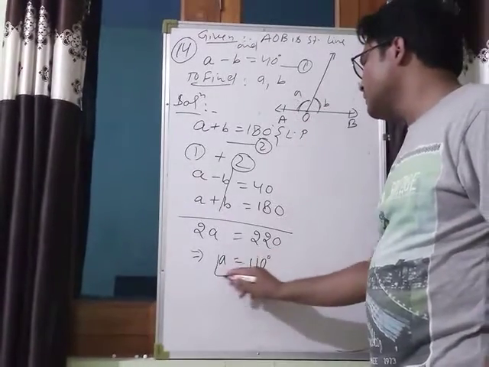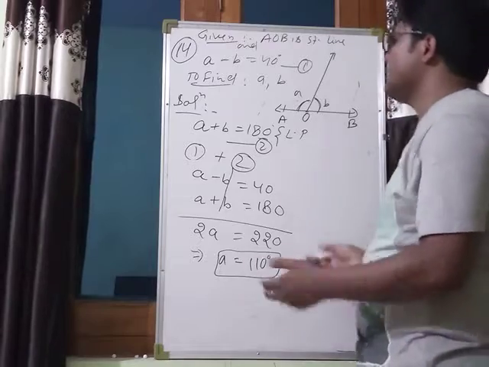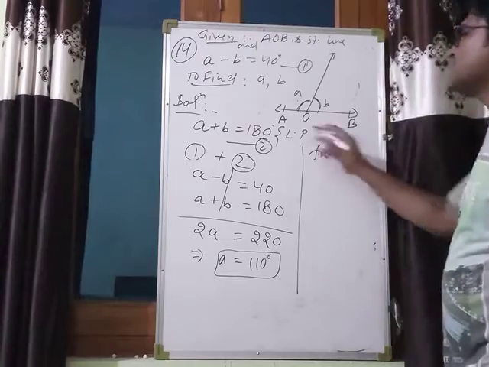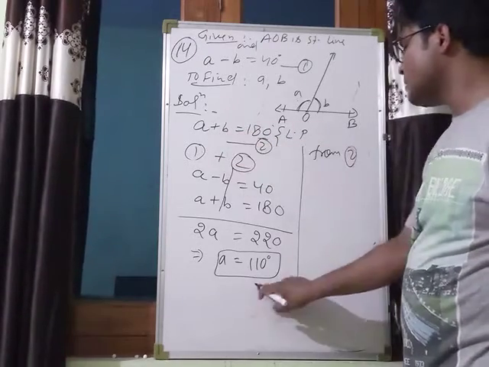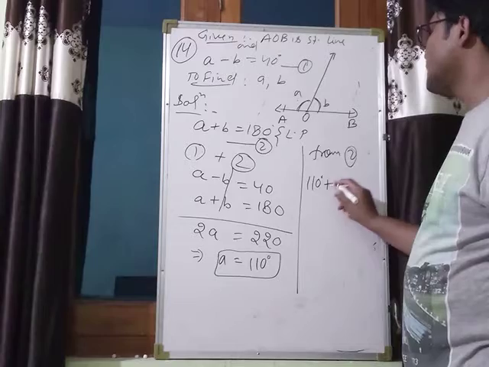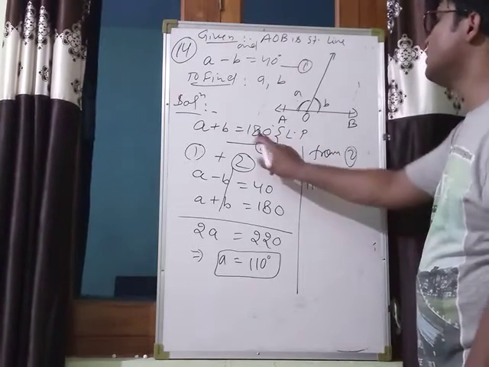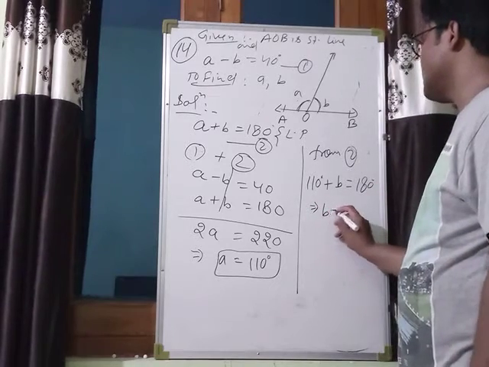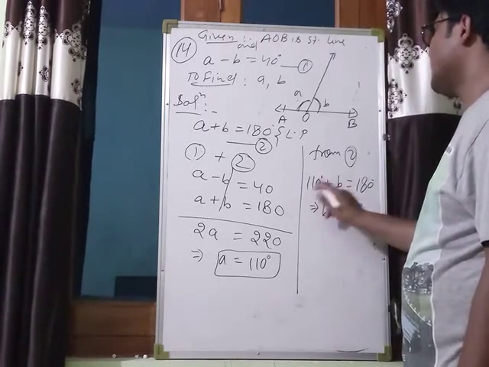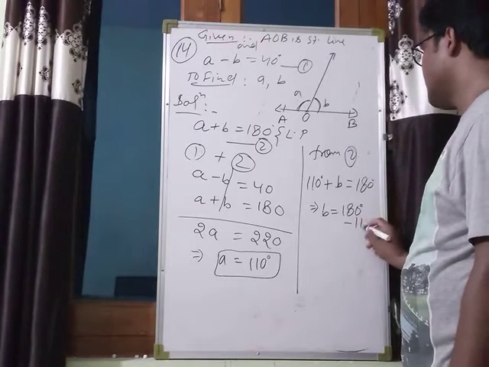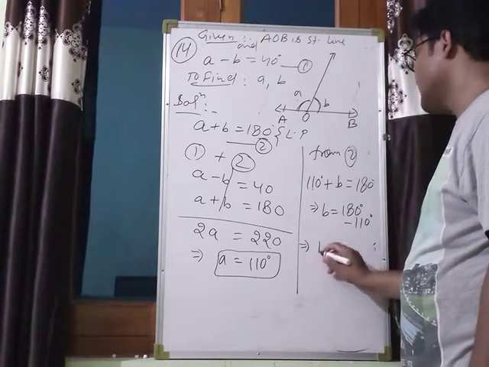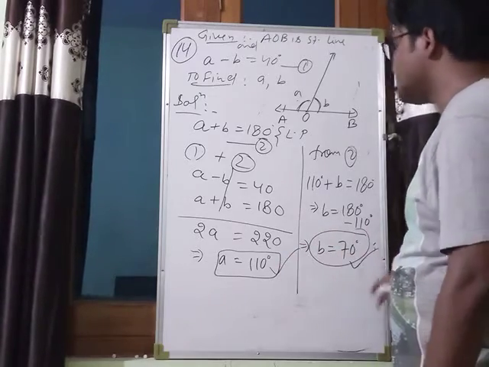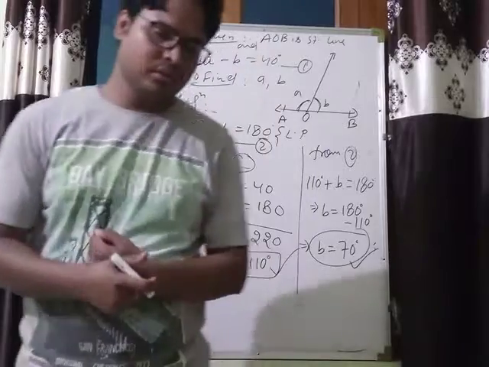A is 110. What will be the value of B? Put it in any one of the two equations. So from the second you can see this is A plus B. A is 110 plus B, that is equal to 180 degrees. So from here B is equal to what? 180, and transfer this to this side, minus 110. Clearly B is equal to 70. So A is 110, B is 70. That is question number 14.